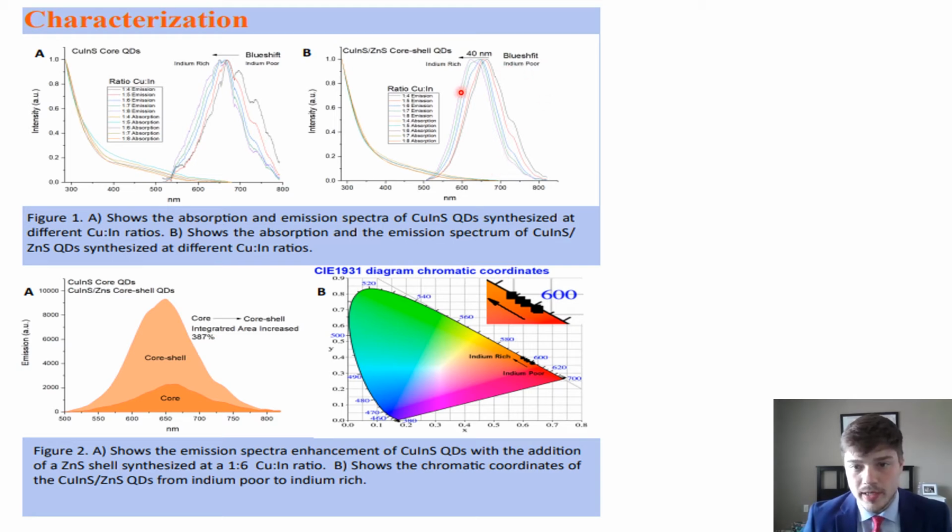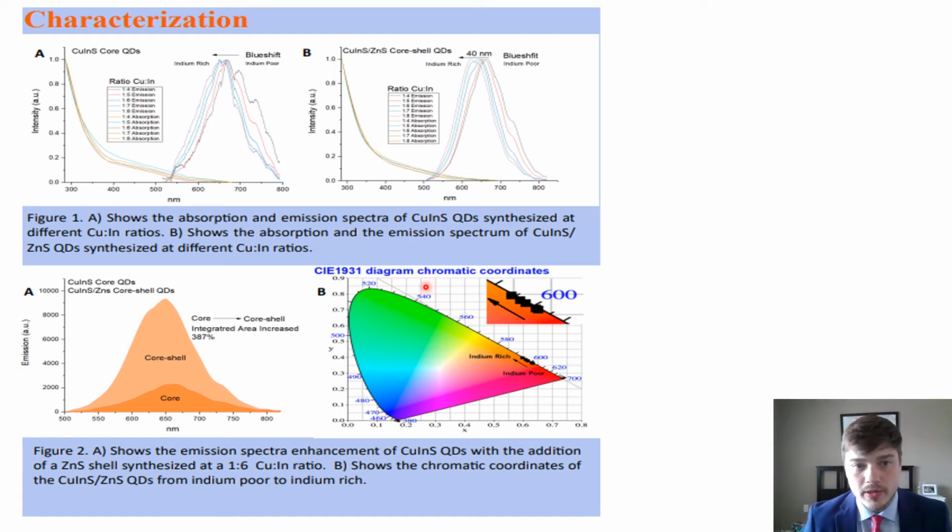Another thing I would like to point out is that if you would like to use these for silicon solar cells, their emission range is in the perfect area for the absorption for silicon, and it doesn't change too much, so all these particles would be ideal for those purposes.